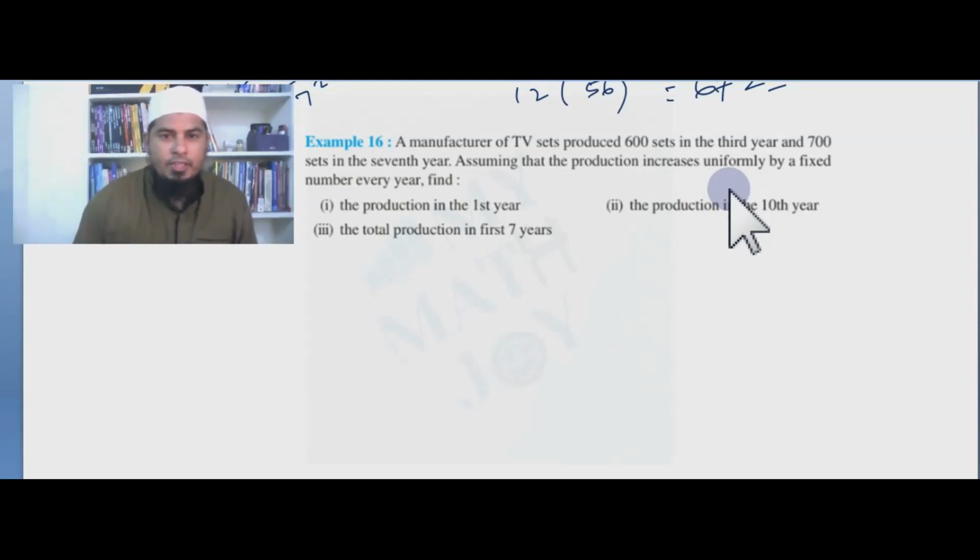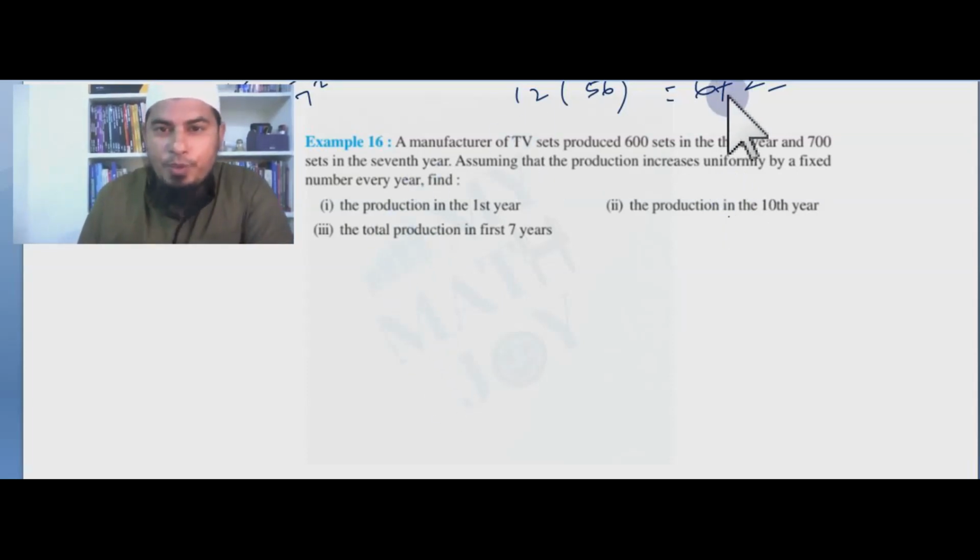The production in the first year, first term we have to find. Production in 10th year. The total production in 7 years means total sum. So here 3 questions are asked. Let's proceed. What is given and how to do the problem.